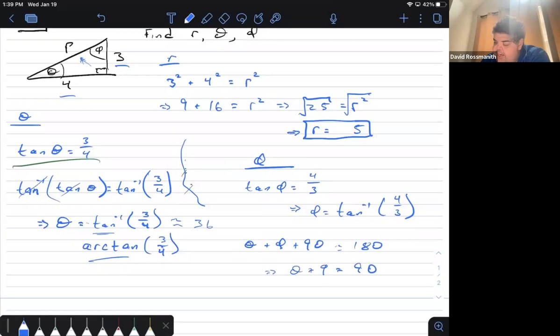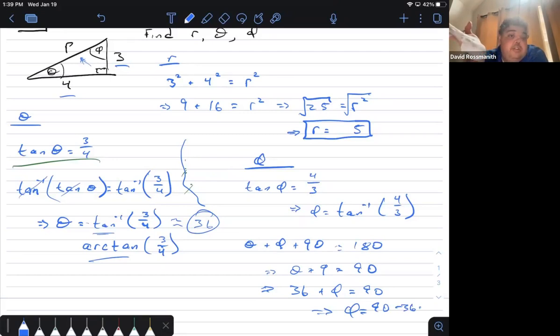And let's say theta, I'm not sure it's the real number, let's just say it's 36. So this is 36 plus phi is 90. So phi is 90 minus 36, which is your 54, 53, whatever it's going to be. Same answer. So it depends what you like. You could use the trig functions to calculate phi, or you could use the fact that you know 2 out of the 3 angles, so the third one's easy. It's 180 if you add 3 up.